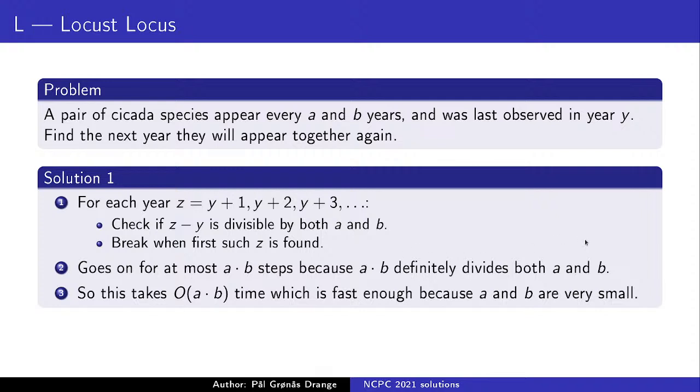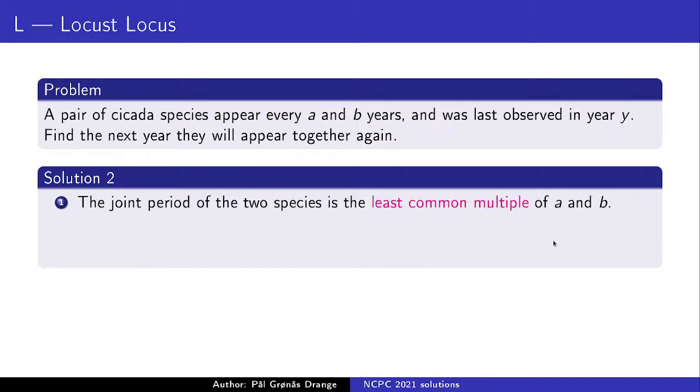There is a faster solution, which is to note that the joint period of these two species is going to be the least common multiple of the numbers a and b. If you're unfamiliar with least common multiples, this is a Wikipedia link that you will be able to click once these slides are posted on the webpage, where you can read about what the least common multiple is. And the answer is simply y plus the least common multiple of a and b.